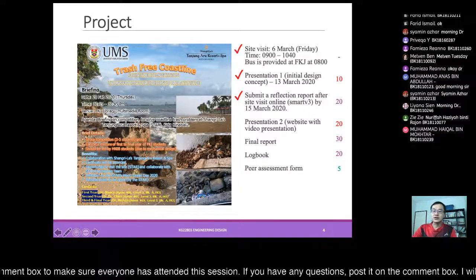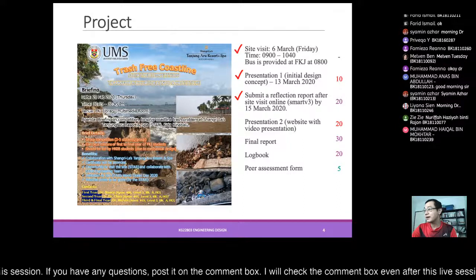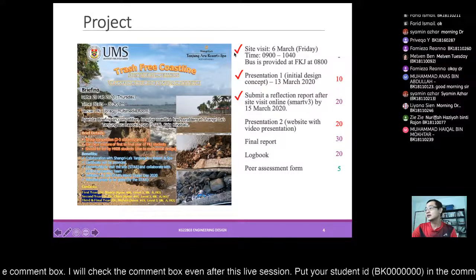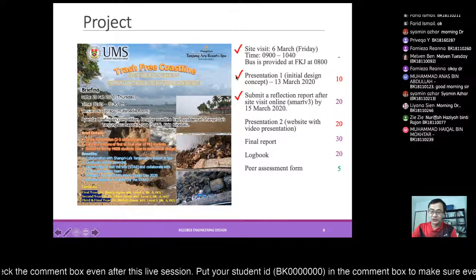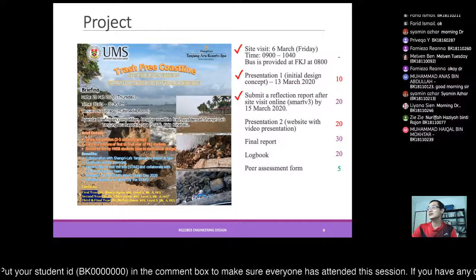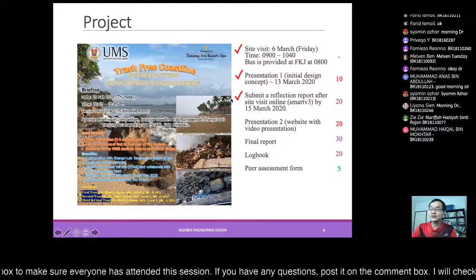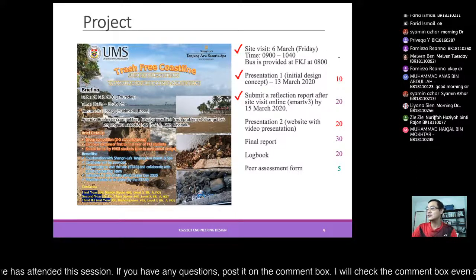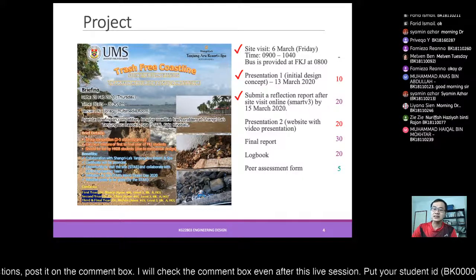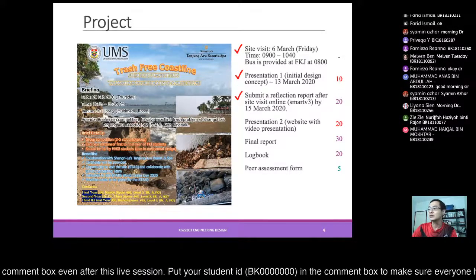As we have gone through previously, we have conducted the site visit. Then you also presented just before the lockdown, the MCO. Then you also submitted the reflections report, and I have checked all of them. So what we need to readjust now, since this is a lockdown, I am not sure how many of you will be affected by the internet problem.